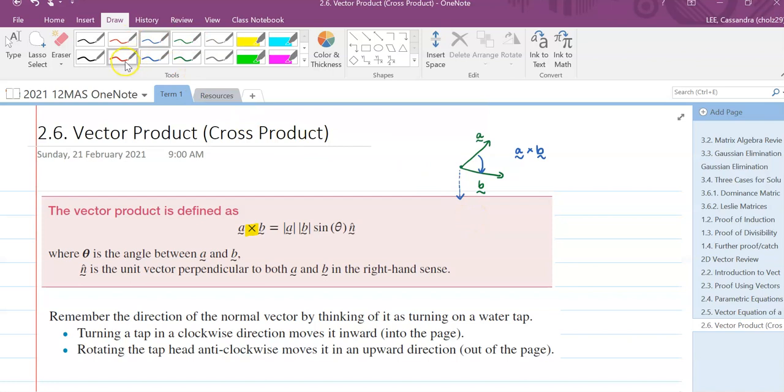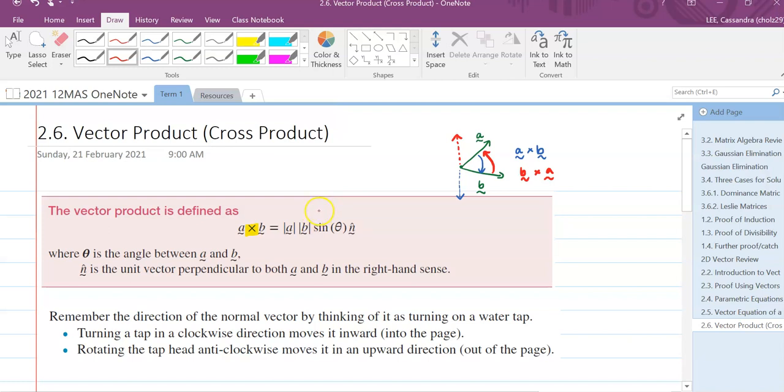Now, if I was going to do this the opposite way, so I was going to go B times A, then my vector would actually be coming out the opposite way. So it really does matter when we're talking about the vector product or the cross product, the order of multiplication.